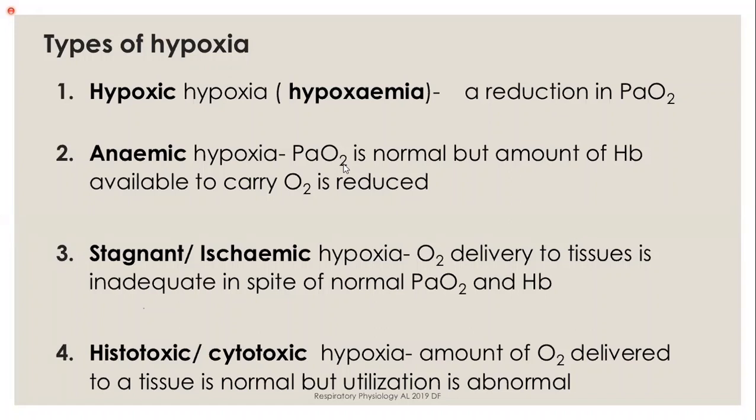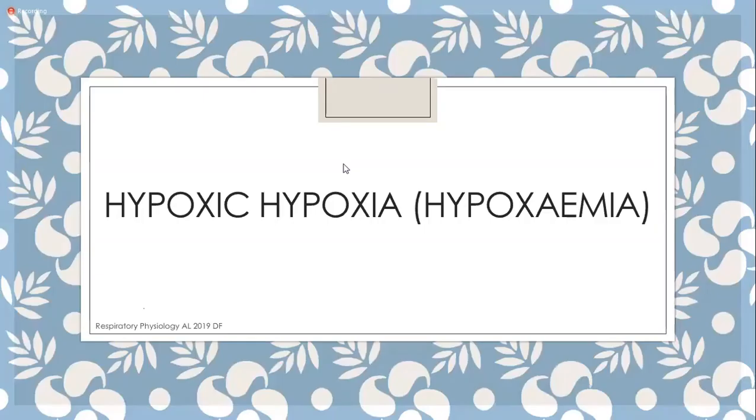So there, the main problem is in oxygen delivery due to a problem in the circulation, the heart or the circulatory system. Then histotoxic or cytotoxic hypoxia, the amount of oxygen delivered to a tissue is normal. So therefore, the partial pressure of oxygen is normal in the arteries, the hemoglobin is normal, the circulation is normal, but inside the cells, the utilization is abnormal. So those are the 4 types of hypoxia, and we will look at each of these now individually.